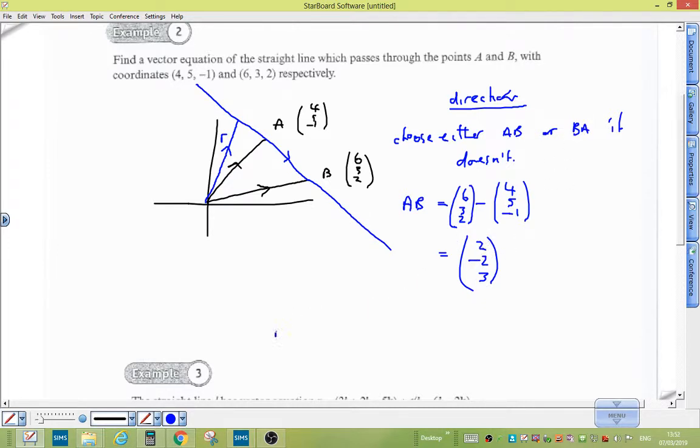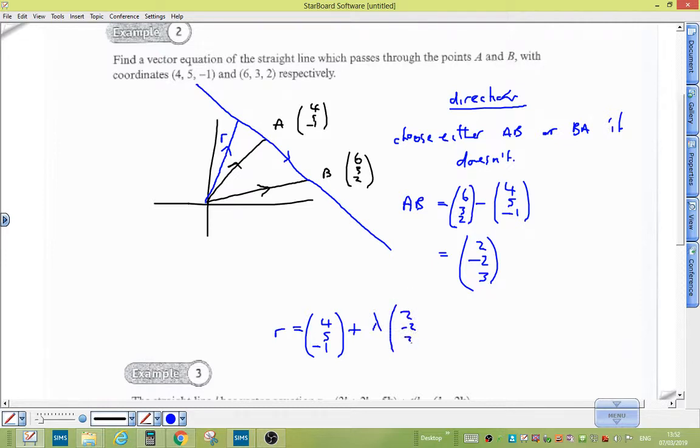So my final answer is R. The general point R can be found by going along one of these position vectors, and it doesn't matter, and we'll always stick with the same routine. We're going to use alphabetical order. We're always going to choose A, but we could choose B. But I'm going to choose A. So it is 4, 5, minus 1, plus so many lots of any real scalar of the direction.